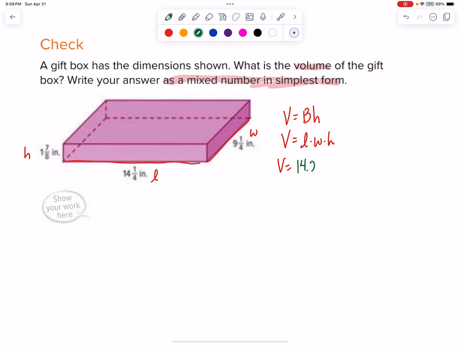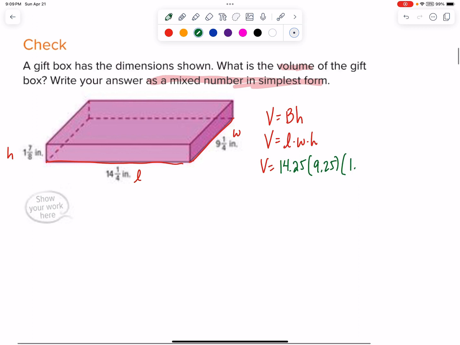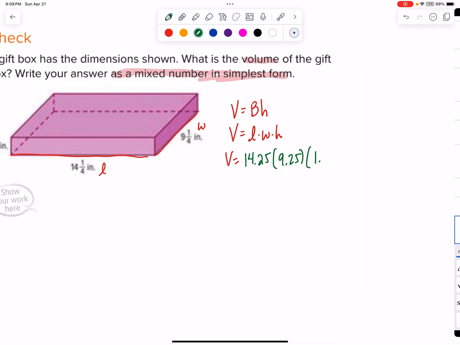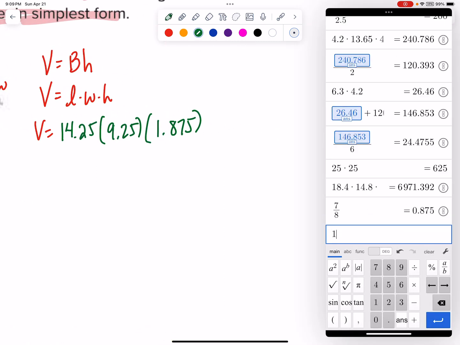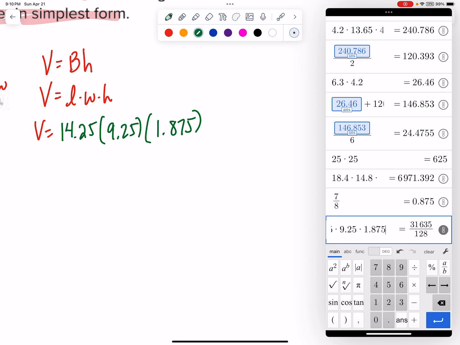So we have 14.25 times 9.25 times 1 point, and I think we said 875. Just easier to type in, and then we can switch it back. So here we go, 14.25 times 9.25, if you type it right, times 1.875, and there we go. Then I'm going to hit that fraction to decimal button.